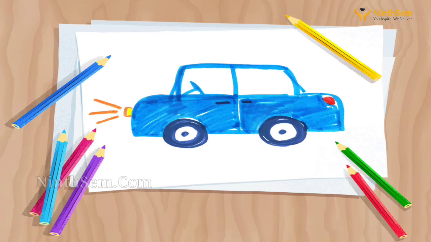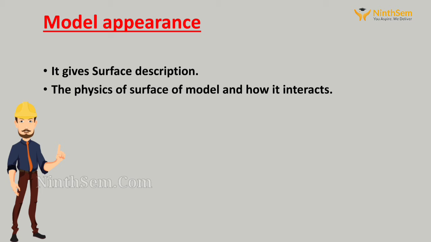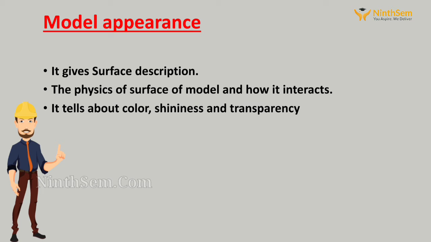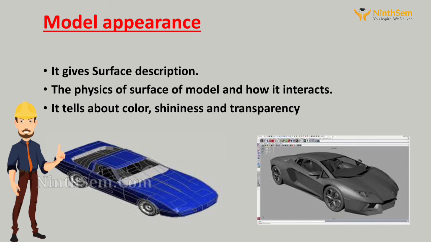Now moving on to the model appearance part. The other part of every model is the surface description. This boils down to describing the physics of how the surface of the model interacts with light. Happily, it turns out that the physics is driven by very few descriptive terms that have intuitive meanings for us, such as color, shininess, and transparency.